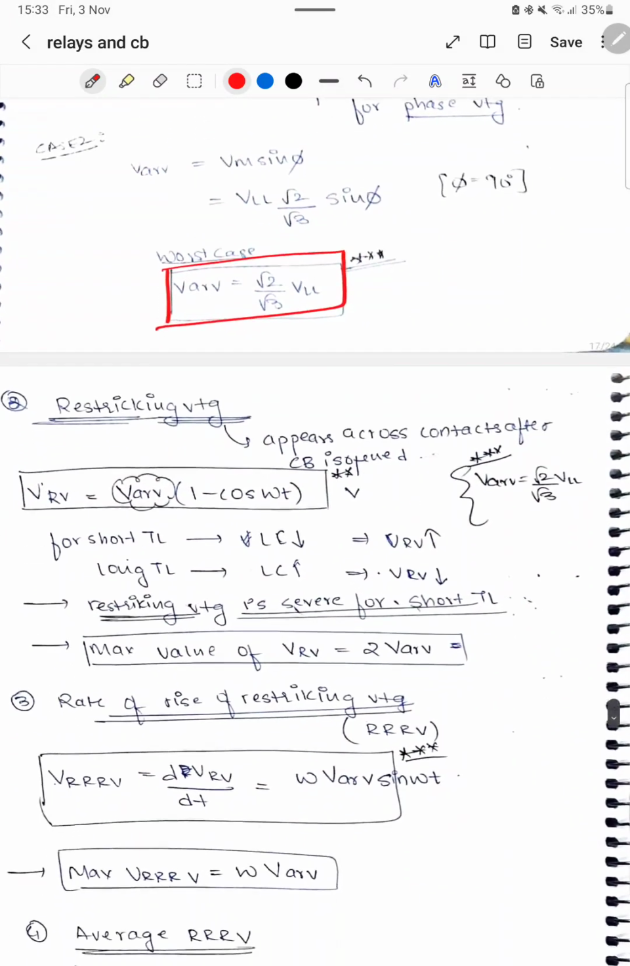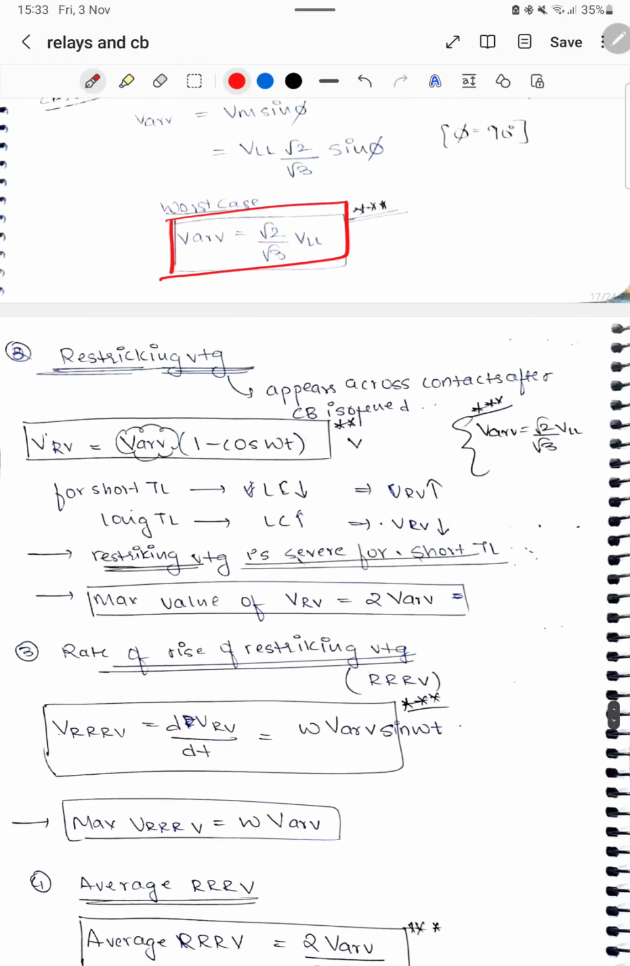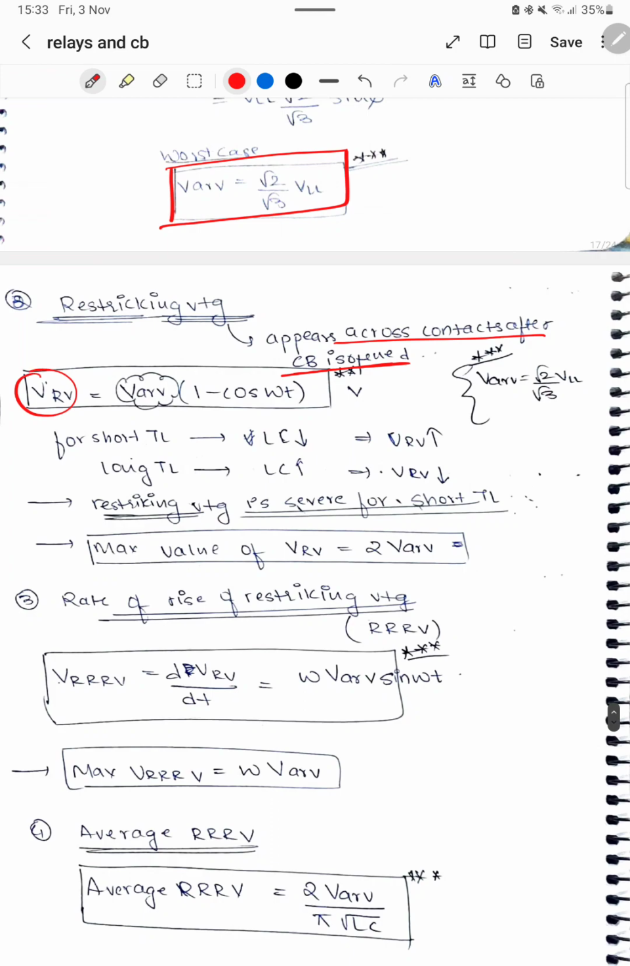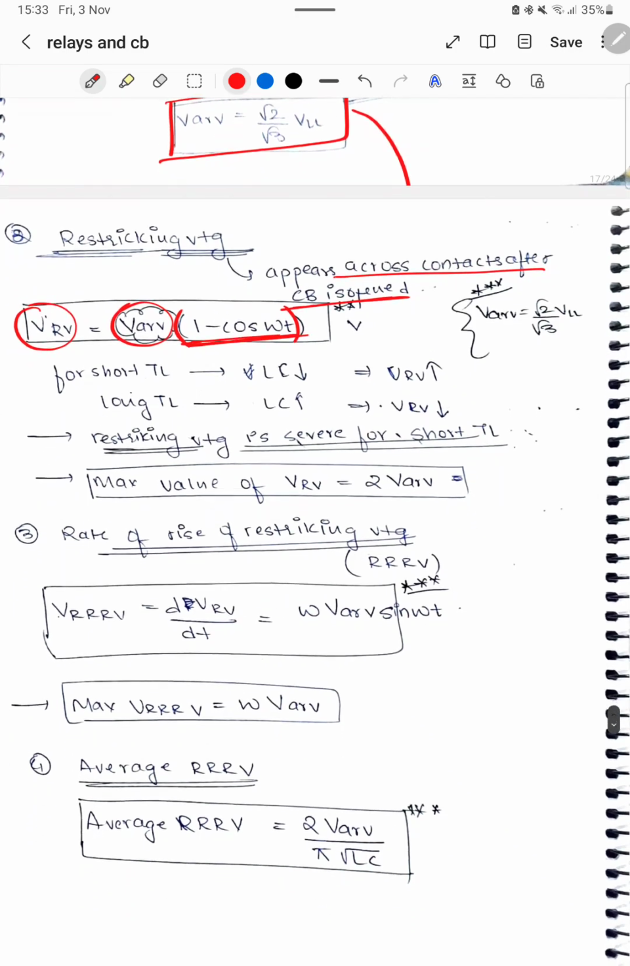Now let's come to restriking voltage. Restriking voltage appears across the contact after the circuit breaker is opened. V_RV, the restriking voltage, is nothing but V_ARV into (1 minus cos omega t). For a short transmission line, LC is less. Meaning this term will be more, meaning V_RV would be more.